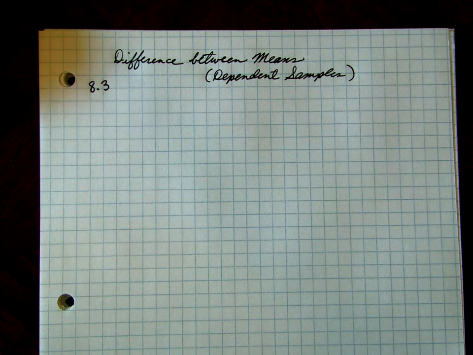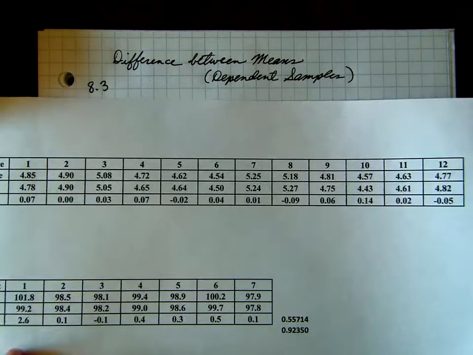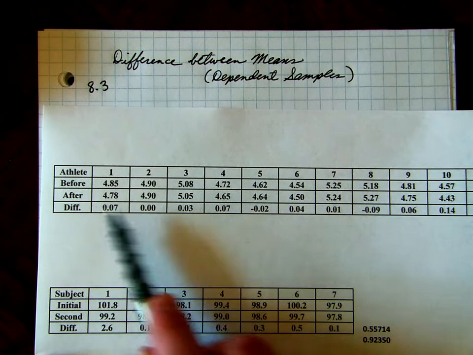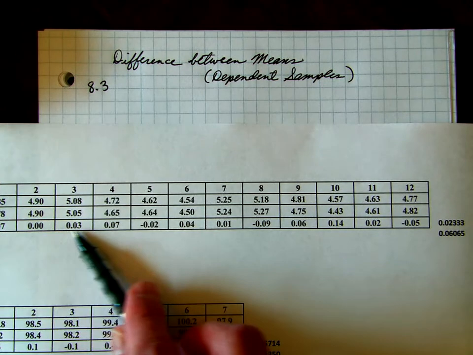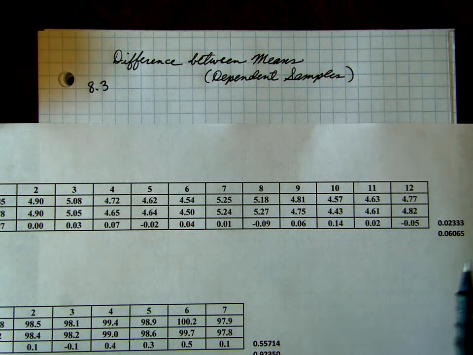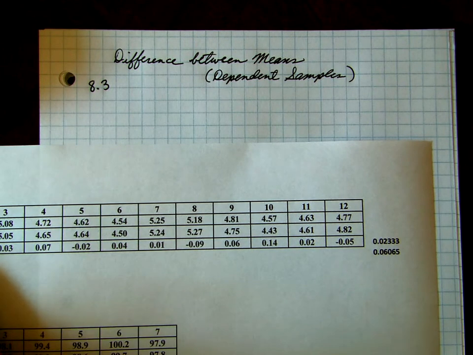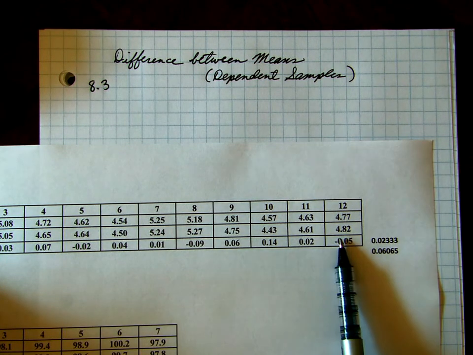I've made a little table and fed it to a spreadsheet. And so we've got the before times and the after times and calculated the differences. And most of them show that the athletes are running faster. Couple of exceptions.